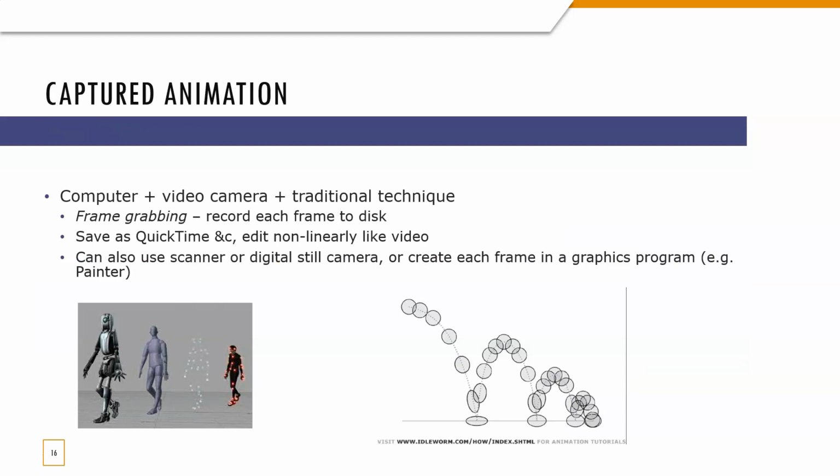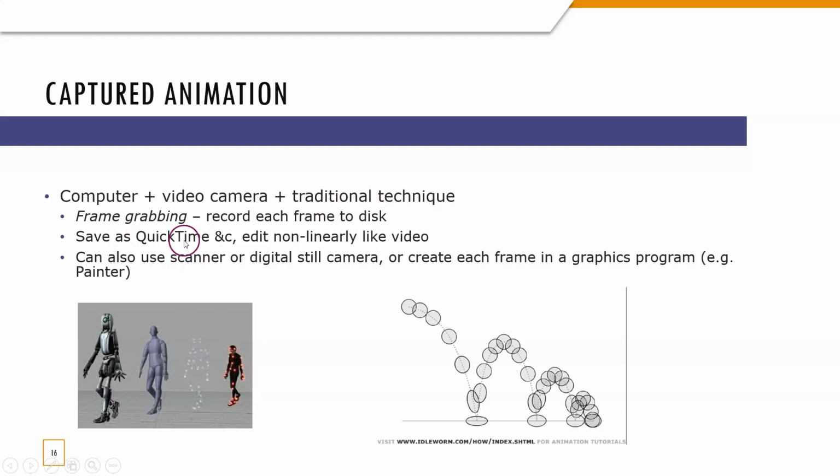So this is the captured animation definition, where you have computer, video, and also the traditional technique. This is how you capture your animation. You can refer to an example of the real movement, and then you copy how it moves and you draw the movement. So frame grabbing, what is that? Record each frame to the disk. This is the very basic of the animation.